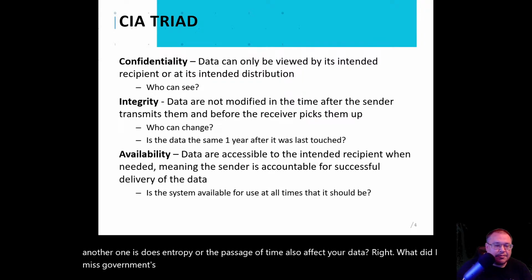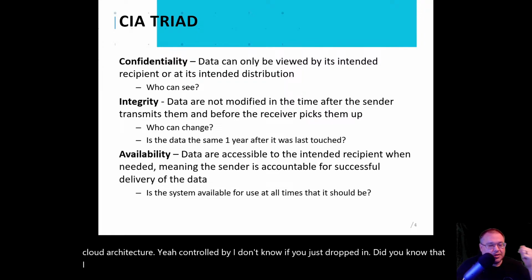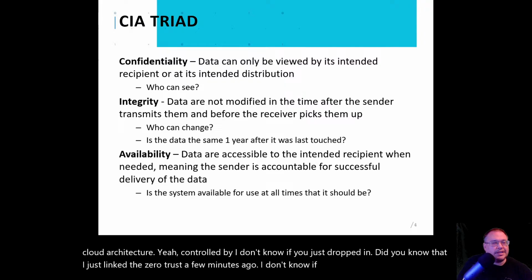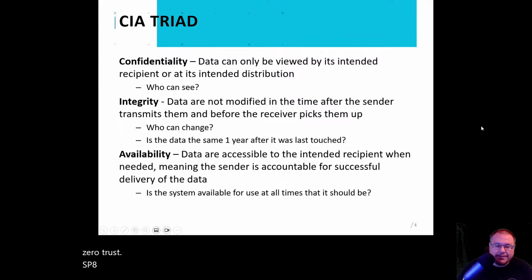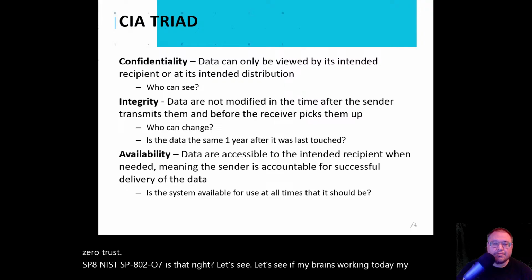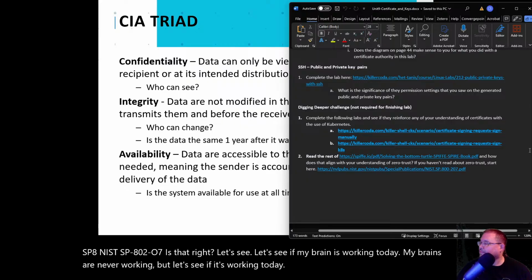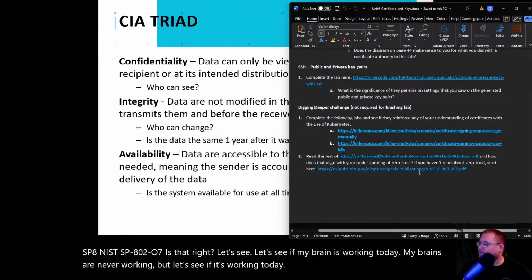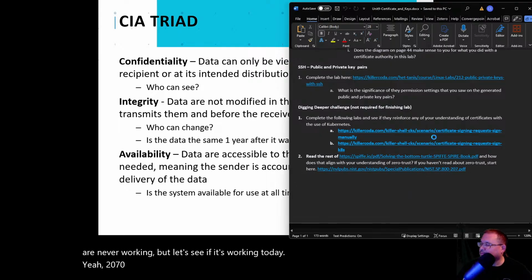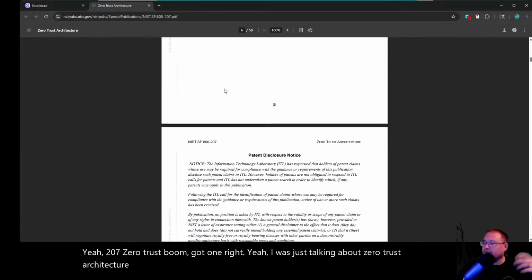Government's been tossing around zero trust a lot more these days, especially with cloud architecture. Yeah, Control Byte, I don't know if you just dropped in. Did you know that I just linked the zero trust a few minutes ago? I don't know if you saw that. I was just linking zero trust, NIST SP 800-207. Is that right? Let's see if my brain's working today. My brain's never working, but let's see if it's working today. Yeah, 207, zero trust. Boom. Got one right. Yeah, I was just talking about zero trust architecture and telling people to go read it. So I dropped it in.